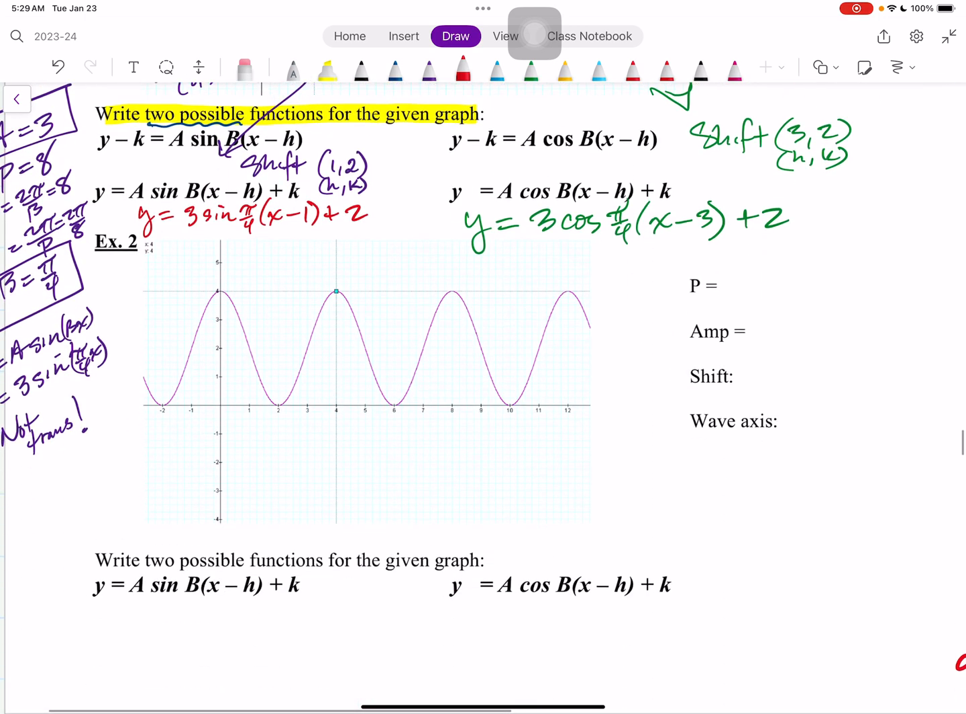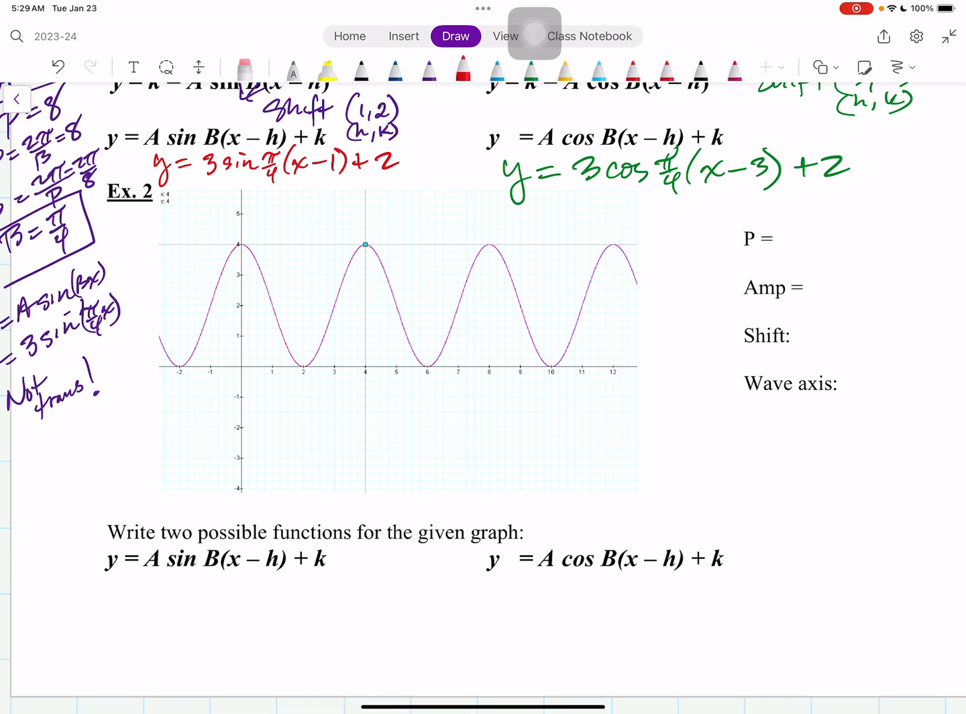So let's get right through it here. The first thing we do is we find the period, and from the period we can figure out what b is. So again, the period is the distance between two successive maximums. So let's do it here. I see a max up here, and I see another one over here. And you can pick any two maximums if you want. So from 0 to 4, this distance right here, the period is 4.